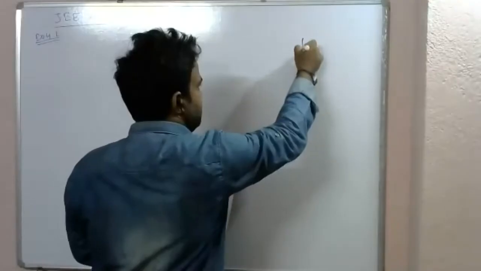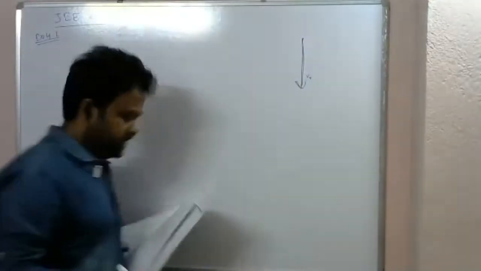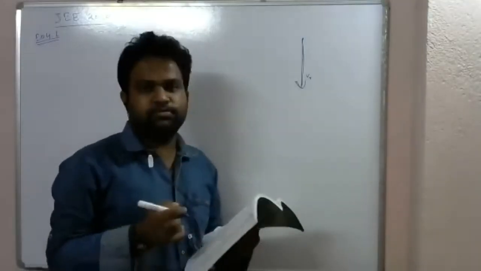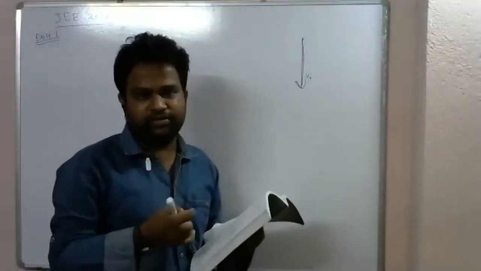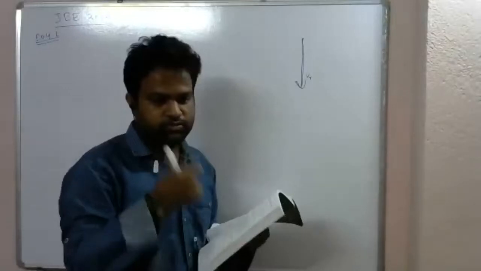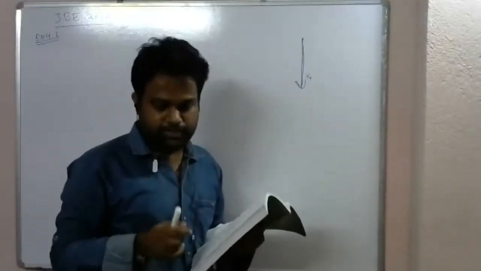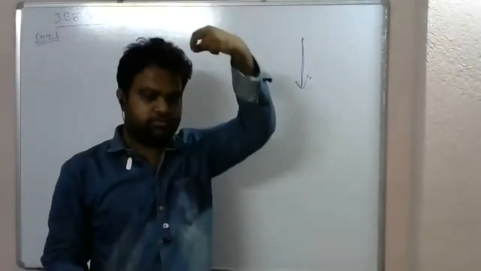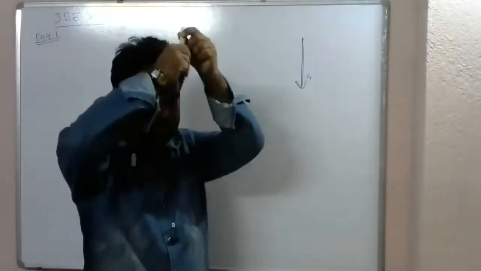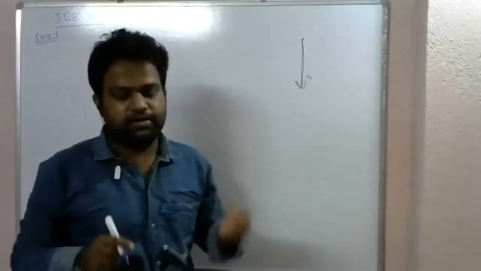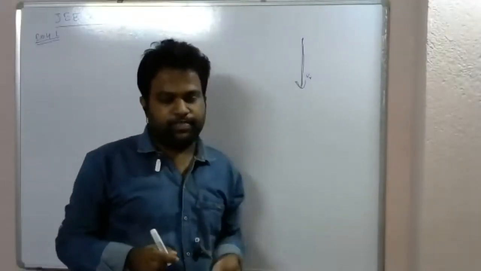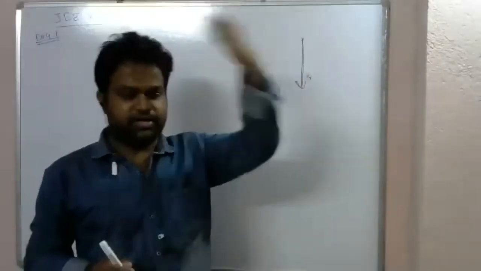Rain is falling down means we will draw the vector like this. Then someone was standing there on a platform or on the road. He has an umbrella. The rain was falling vertically, so he should hold the umbrella straight. But suddenly the wind came. Suddenly the wind started flowing.